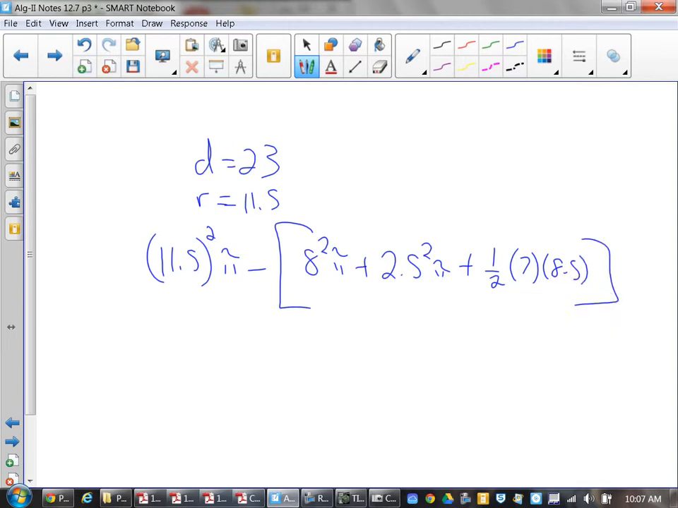So when I have all this nastiness here, I'm probably going to figure out just 11.5 squared, put a pi next to it, and then I'm going to do all this in my calculator, and try not to do all of it at once because I'll screw it up. And then when I have it over something with a pi value, when I divide it out, you have to put parentheses around the pi. Okay?